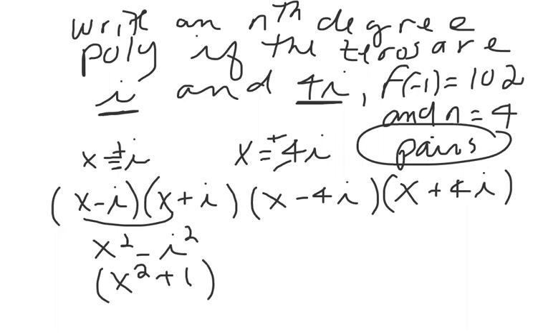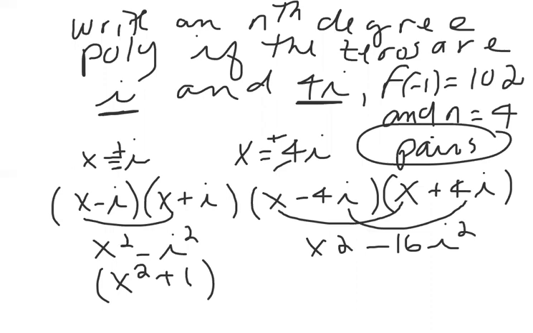Now we're going to go over here and do the same thing too, guys, and multiply these two binomials. x times x, x squared. Negative 4i times positive 4i, negative 16i squared. Now remember, i squared is always equivalent to -1. So -1 times -16 gives you positive 16. So guys, this is the other binomial. Okay, we're not done yet.